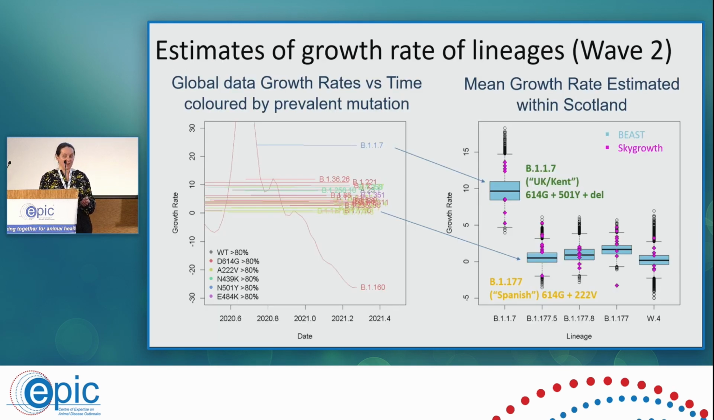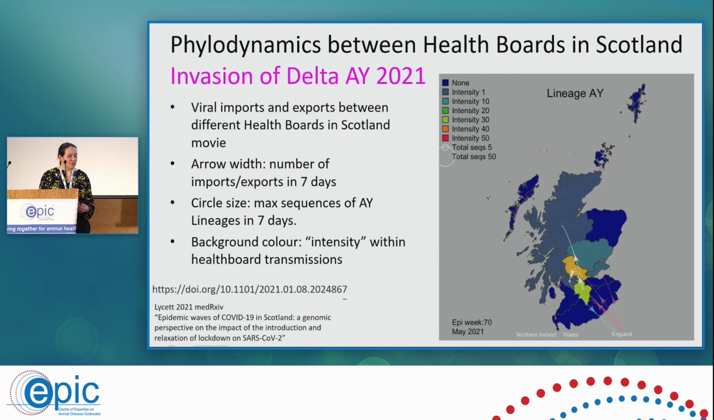And here's calculating the growth rates on the wave 2-3 sequences. And the colours on the left there, so you've got the timescale on the bottom, and the colours on the left are according to the mutations in the lineages. And yes, what you find is the Alpha lineage has a higher growth rate than the other lineages in this particular time period. And you can go further, you can look at the invasion of Delta into Scotland. And so what you're seeing there is coming in from just England, Wales, or Northern Ireland. I didn't do the other countries. And then the spread around Scotland. And then the background colours are kind of an indication of the intensity of transmission within the health boards.